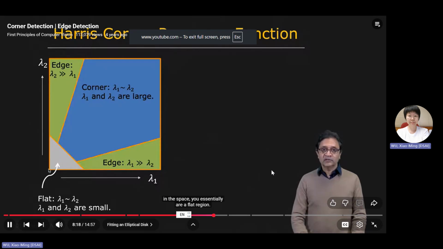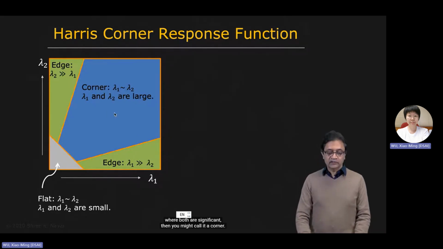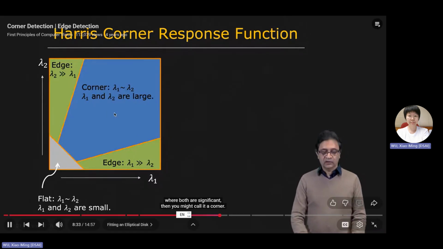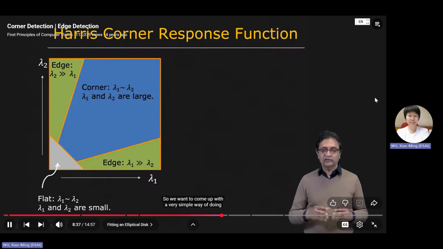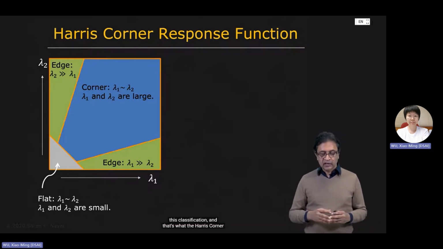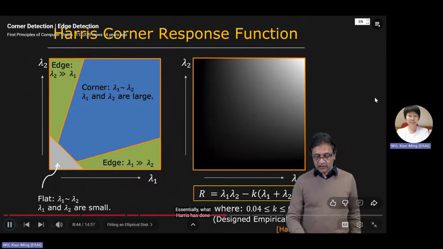Close to the origin in this space, you essentially are in a flat region. And if you happen to lie in this region, where lambda 1 is much greater than lambda 2, it's an edge. If you're in the blue region, where both are significant, then you might call it a corner. So we want to come up with a very simple way of doing this classification, and that's what the Harris corner detector does.